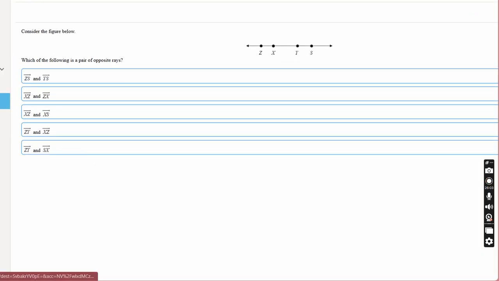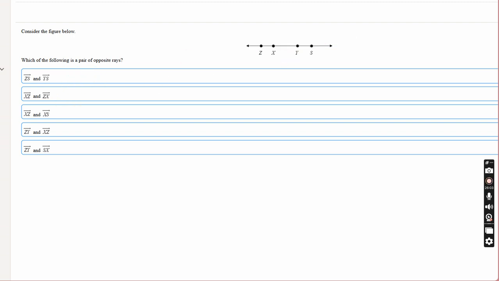Now here, remember opposite rays. What were the rules that we studied for opposite rays? They're supposed to have the same starting point, and they're supposed to go in the opposite direction, forming a straight line. So keep that in mind. ZS and YS. ZS goes in this direction and YS goes in this direction. They don't even have the same starting point, so we can't choose this as an answer.